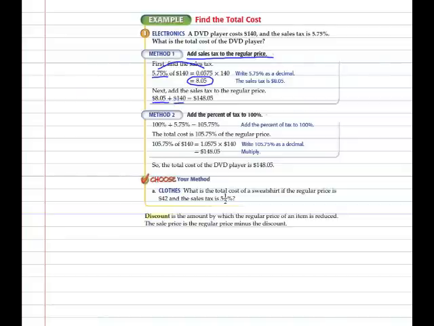My total cost, $158.05. Method number 2, add the percent of tax to 100. Well, 100% represents the cost of the item. I'm going to add the sales tax percent to that. So my total cost of my item is actually 105.75%. So I'm going to calculate that. I'm going to change 105.75 to a decimal, 1.0575, multiply it times 140, and the result is exactly the same as I got in my first method. But I saved myself this addition step. So very good method when they're asking me for total cost.